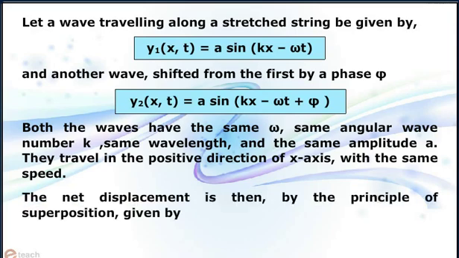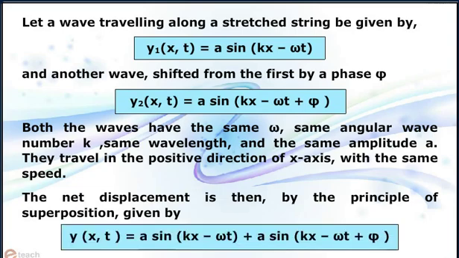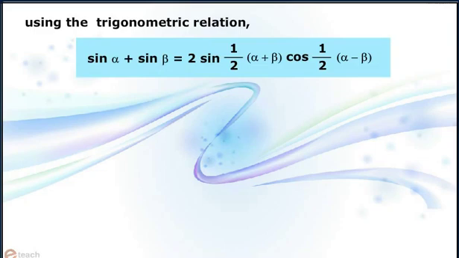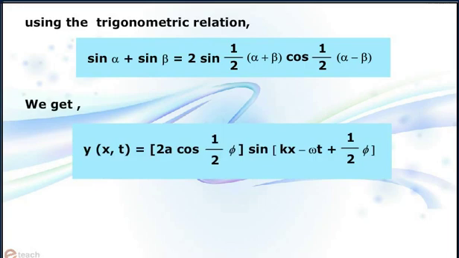The net displacement is then, by the principle of superposition, given by y(x, t) = a sin(kx - ωt) + a sin(kx - ωt + φ). Using the trigonometric relation sin α + sin β = 2 sin(half of α + β) cos(half of α - β), we get y(x, t) = 2a cos(φ/2) sin(kx - ωt + φ/2).